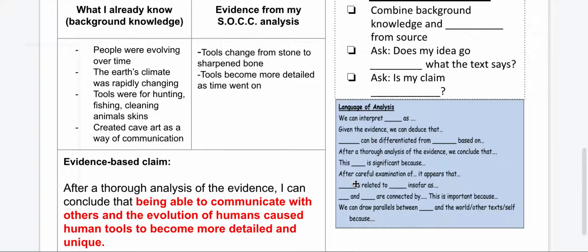So I know that it's a claim because I've asked myself, is this going beyond what the text already says? And could somebody argue with me? Could they disagree with my claim? And I can answer yes to both of those, so I'm sure that what I've written is a strong claim.